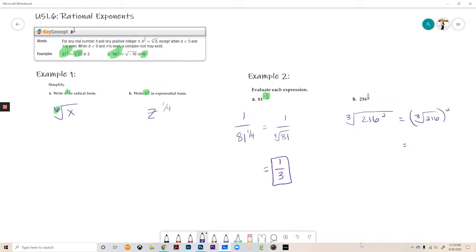So I'm going to find out what number to the 3rd power equals 216, and if you do that, you'll find that 6 times 6 times 6 equals 216. So this piece in here is going to become just 6. So now I have 6, but I still have to square it. So 6 times 6 is 36, and that's our answer.